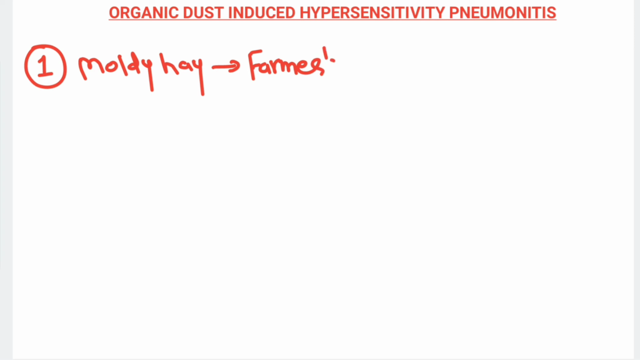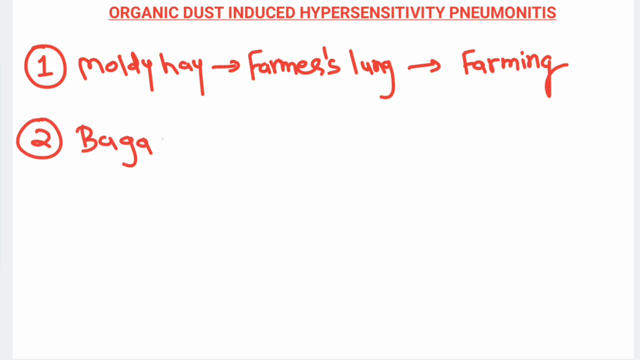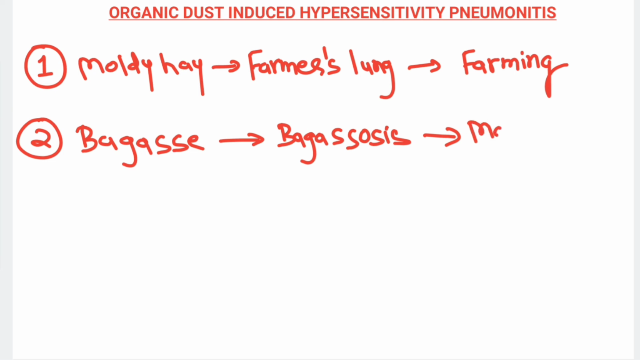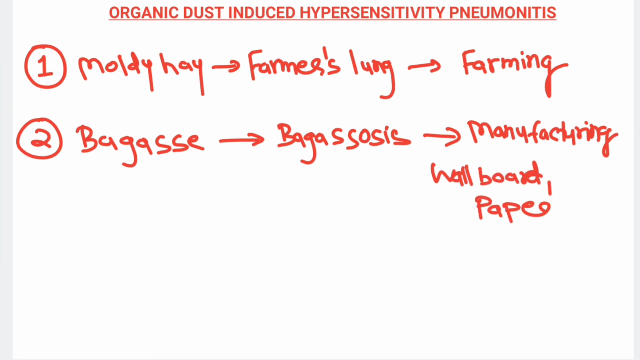So the first example is moldy hay. It can lead to development of farmer's lung, and obviously the exposure is by doing the farming. The second example is bagasse. It can lead to development of bagassosis, and exposure is by manufacturing of wallboard or paper. So in that way bagassosis can develop.